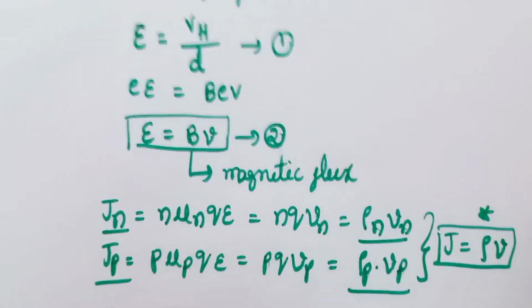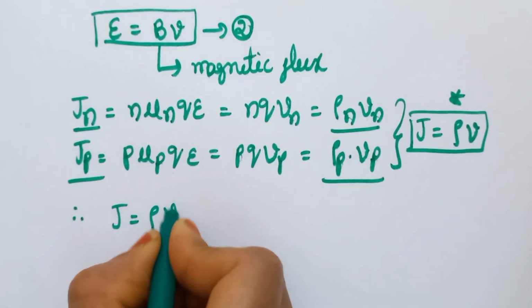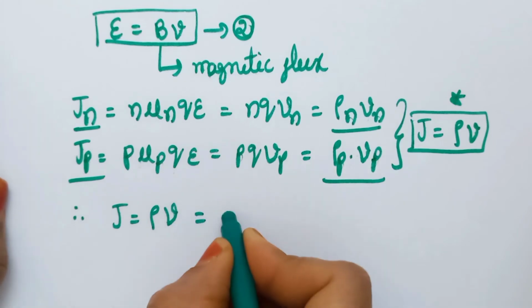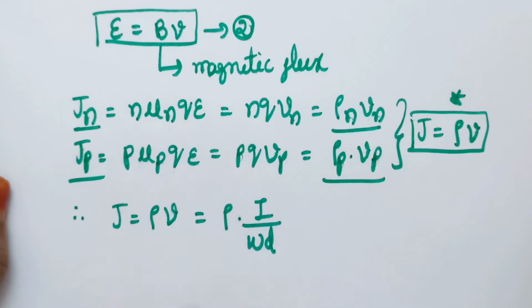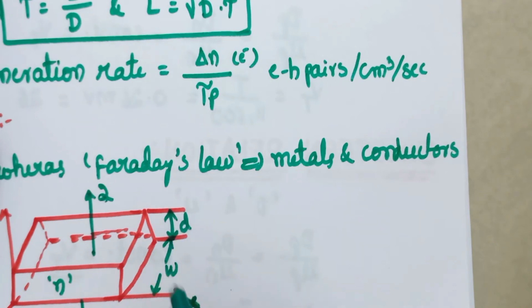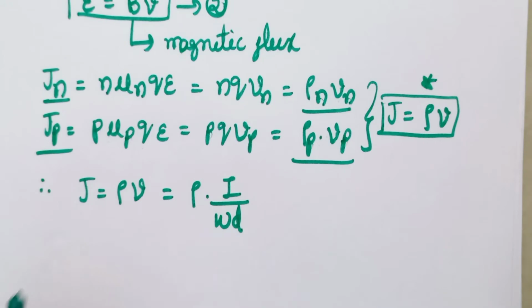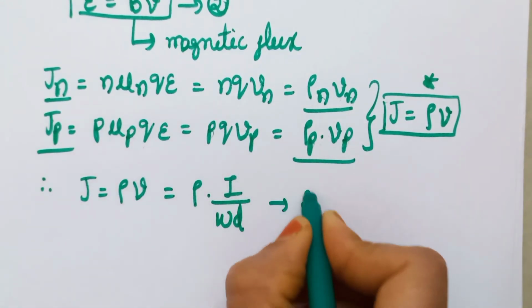So therefore, we can write the expression for J as J is equal to rho into v, and v is equal to, we know, I by W D. So from this figure, we can write the velocity as I by W into D. Let us take this as equation number 3.